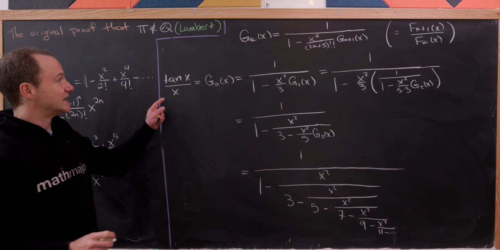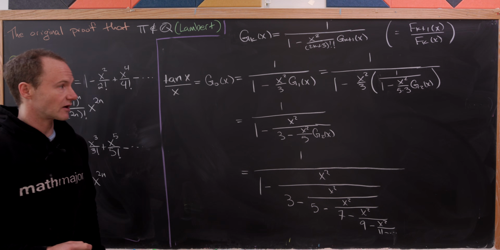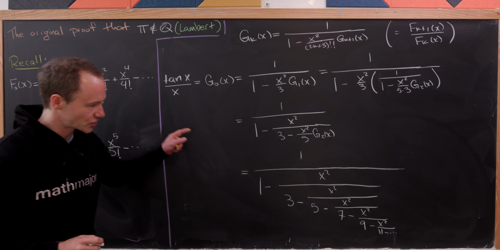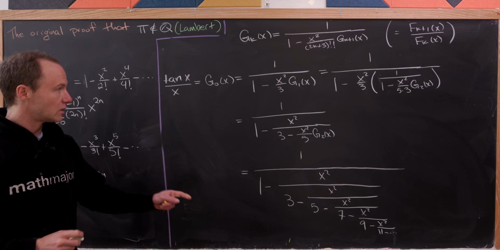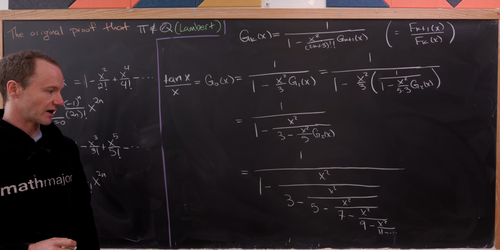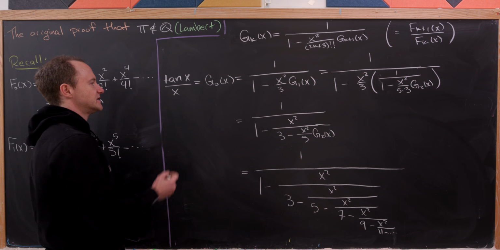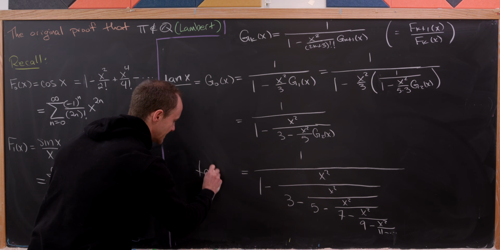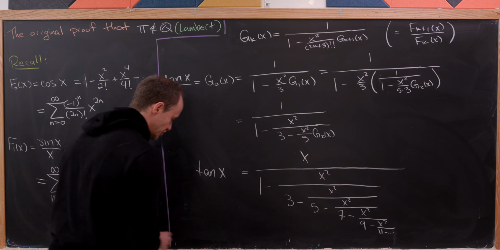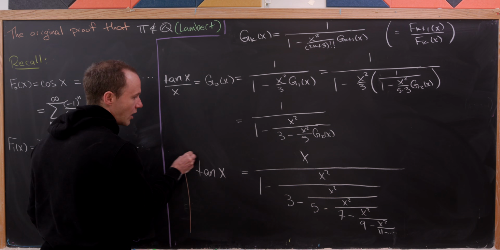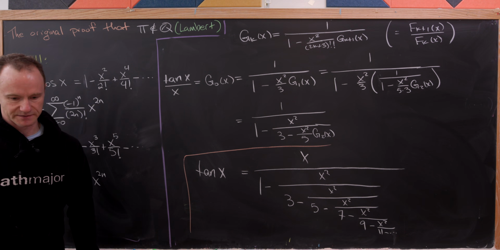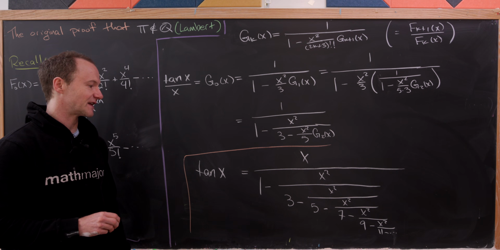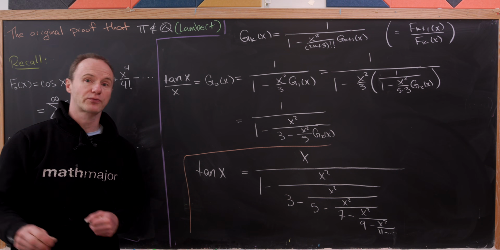So there you can see, just using this recursion right here and this nice cancellation that happens from all of those double factorials, we have this pretty cool expression for the tangent of x over x. And now what we could do is simply multiply both sides by x, and we'll have the tangent of x is equal to x over, well, all of that stuff that I previously described. Okay, nice.